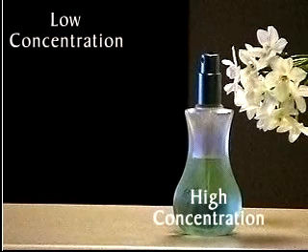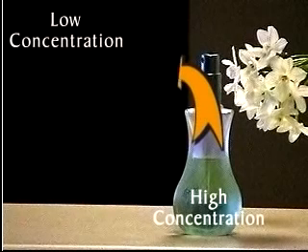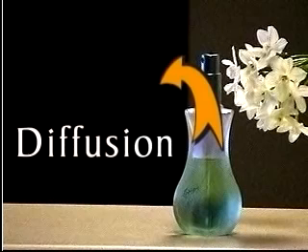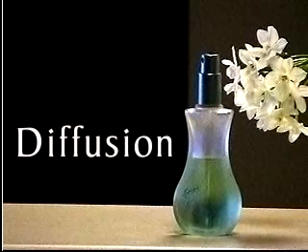As the perfume molecules are bombarded by the air, the concentration of perfume is dispersed into the air. In other words, the perfume is moving down a concentration gradient, high to low. This movement is called diffusion. It uses Brownian movement. Now let's take a look at another example of diffusion.